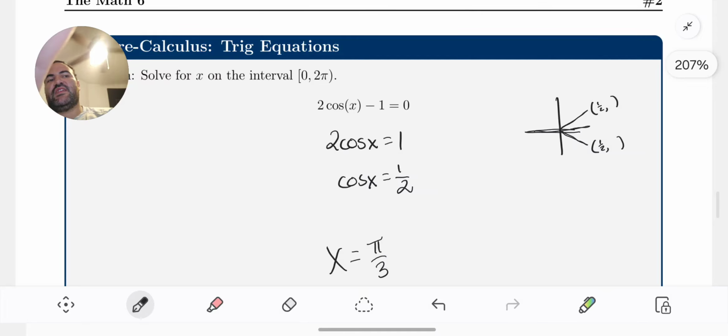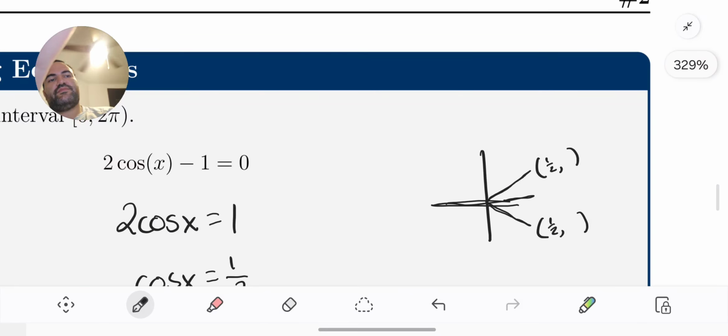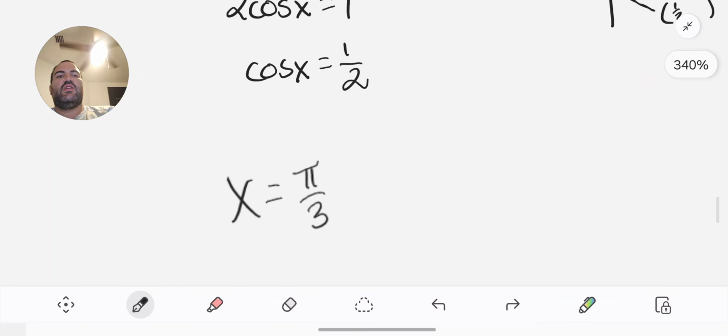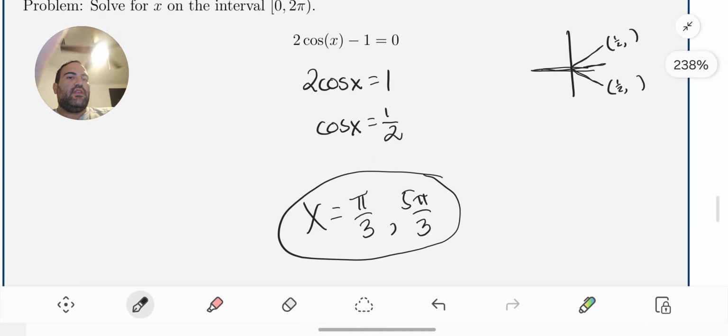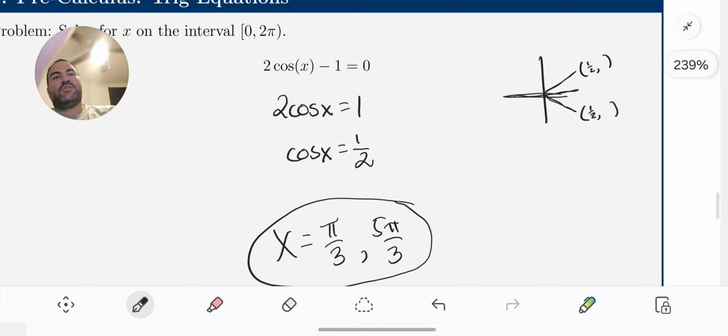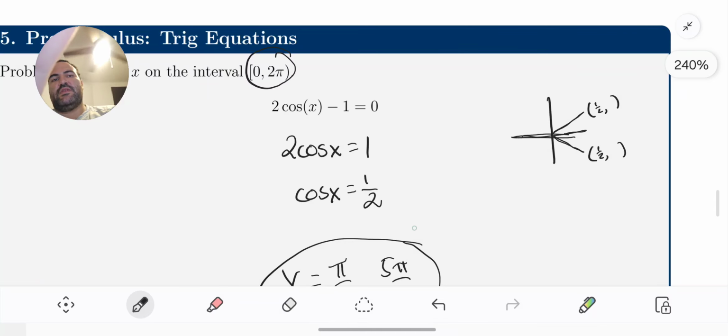So pi over 3 is 60 degrees. That kind of looks like it's the 30, but it would be more like up here. But I'm not going to rewrite it. So pi over 3, and what's the next one? I believe it's 5 pi over 3. Yes. That's the fourth quadrant. And then there we have it. The reason why I only cared about those is because we needed to pick values in between 0 and 2 pi. That's basically the unit circle.